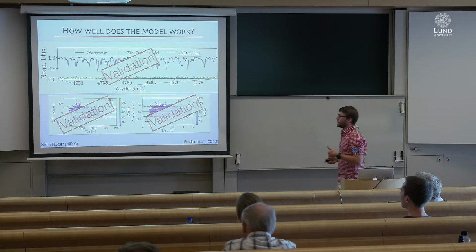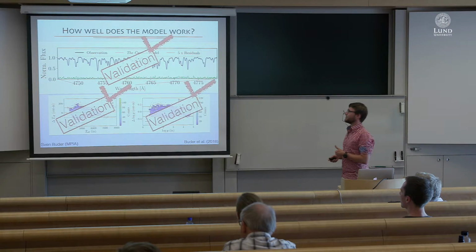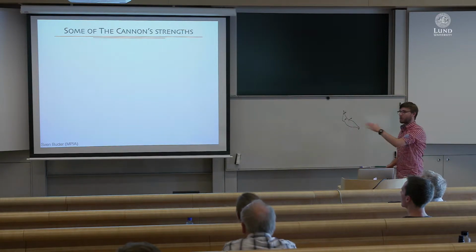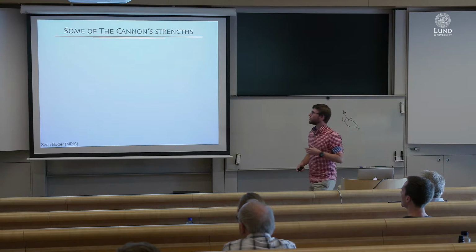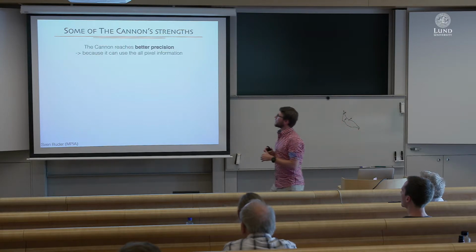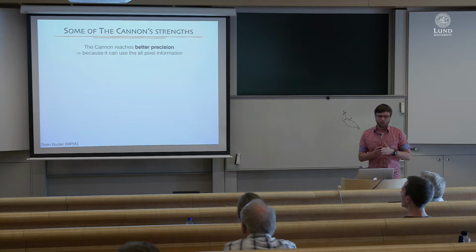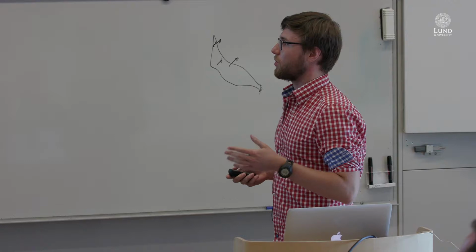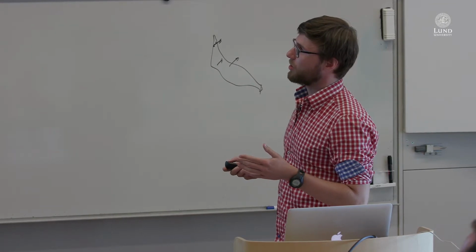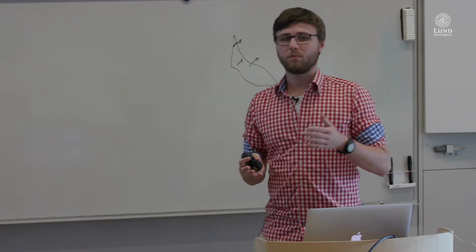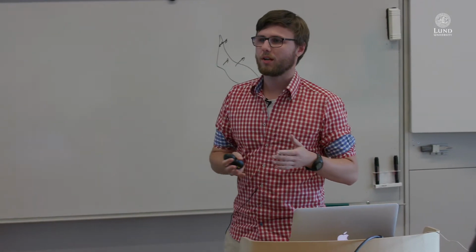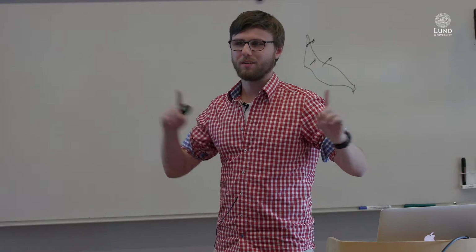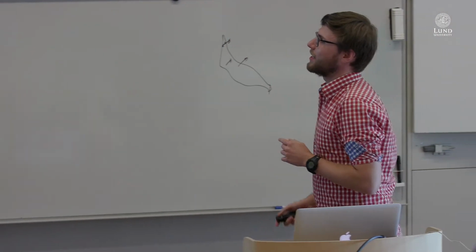So yes, we have validated, everything works, so we can continue. And of course, this is not the only strength that we have validated with our data, but we also have some other strengths. For example, the Canon reaches better precision because we can actually use the whole pixel information that is there. The other thing is the Canon is rather fast, so for 340,000 stars you can estimate the stellar parameters and abundances in less than a day, which is better than a whole career, definitely.